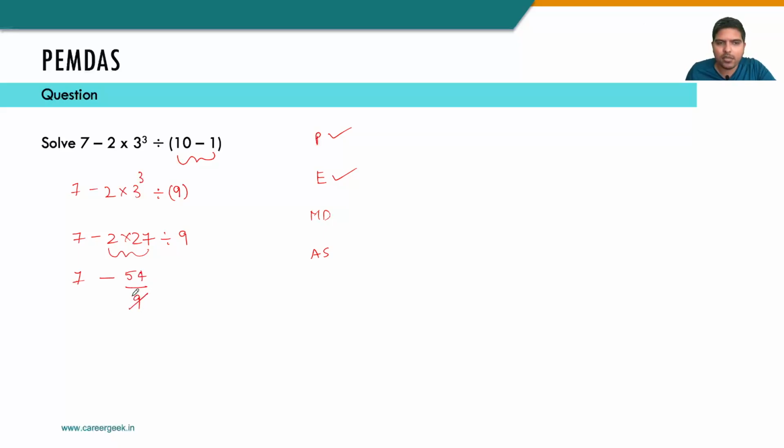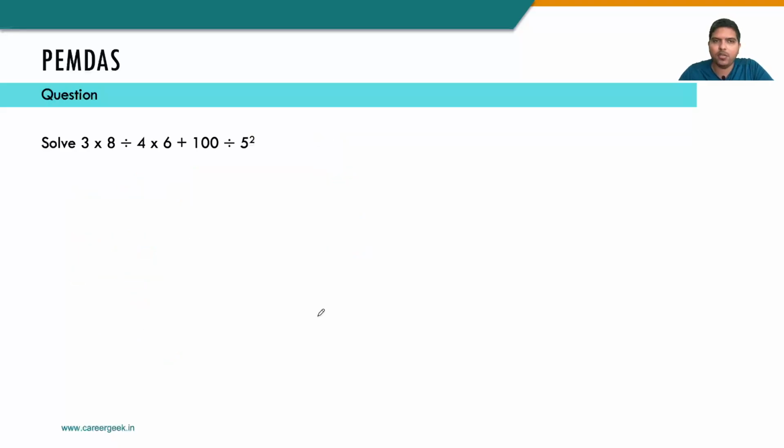Okay, so now we can cancel this. It goes in the 9 table 6 times. So multiplication and division is done. So we are left with addition and subtraction, subtraction here. So the answer is 1. So once you understand this order of operations, it becomes quite comfortable. Now, one last question. If you want, you can pause this video and try to solve this.